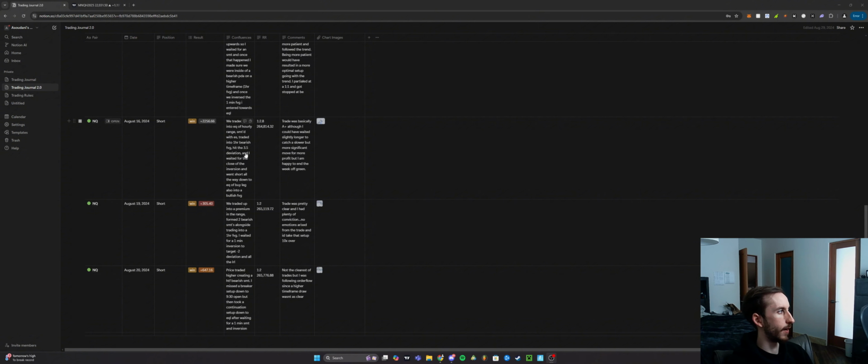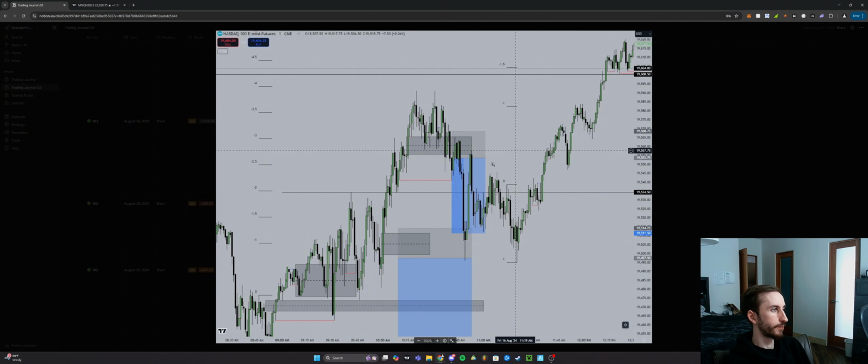But traded up into that, waited for the close of the inversion, and went short all the way down to equilibrium of the buy leg, also into a bullish fair value gap. And then here's basically the emotions, how you were feeling, the feedback that you're giving yourself. Trade was basically A+, although I could have waited slightly longer to catch a slower but more significant move for more profit, but I am happy to end the week green, whatever. So this was the trade right here.